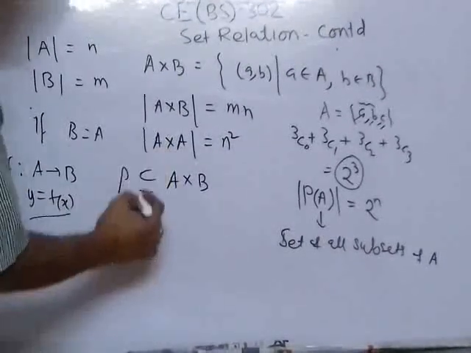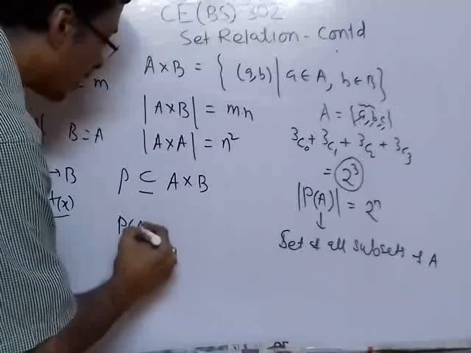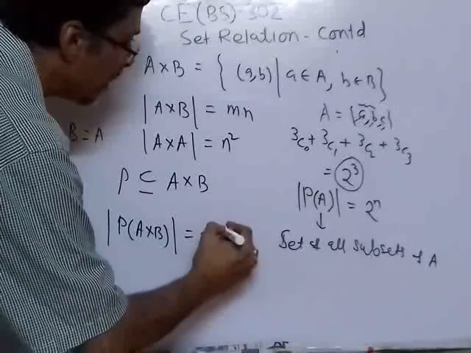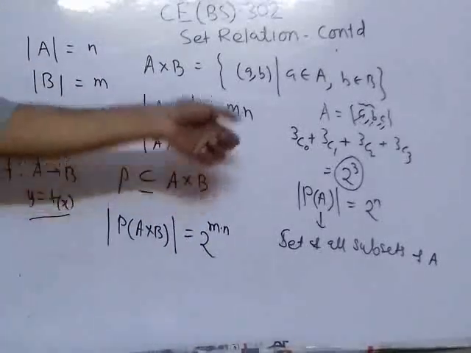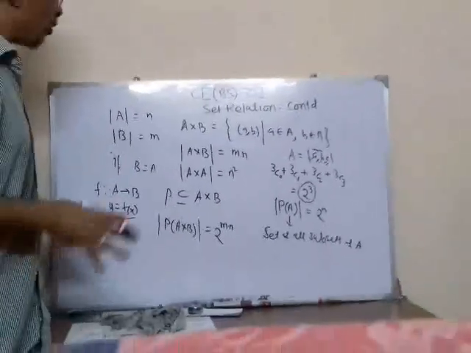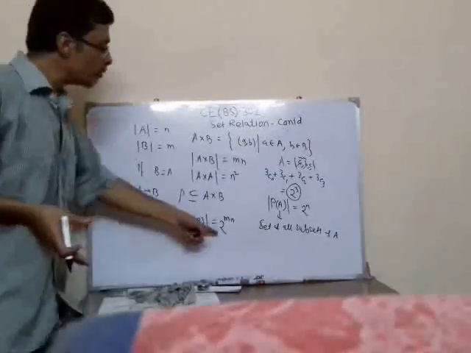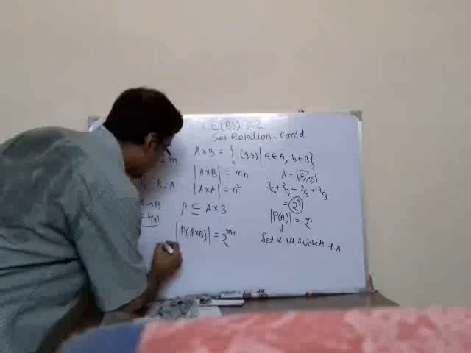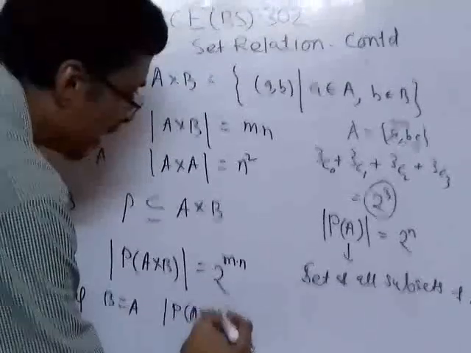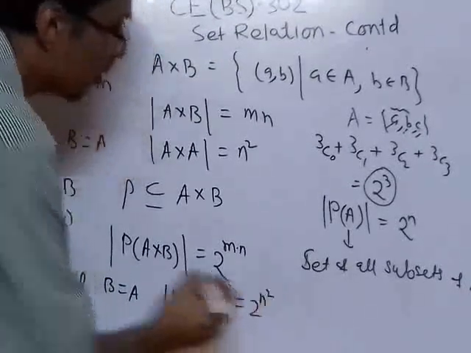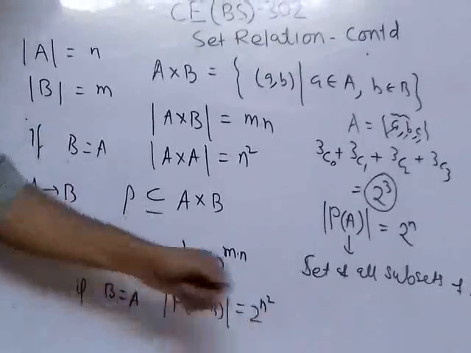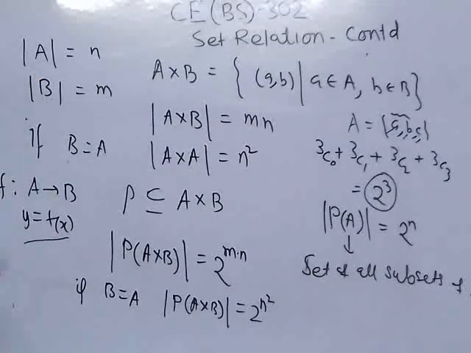So obviously the measure of the power set of the Cartesian product A cross B will be 2 to the power mn, because there are mn possible ordered pairs. So by taking 1 at a time, 2 at a time, 3 at a time, how many subsets can be found? 2 to the power mn subsets. Or when B equals A, then the measure of this power set is equal to 2 to the power n square. So this is the required number of relations that can be obtained out of these sets A and B.